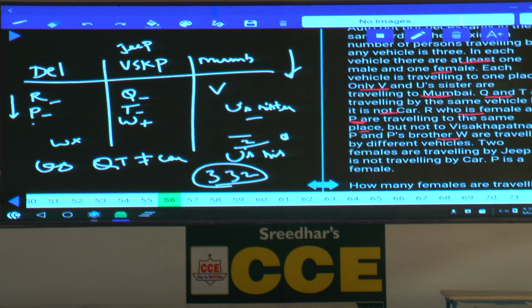And that person is U. U is a male, isn't it? And U's sister. Then who is U's sister? SC is the person left over, SC is U's sister. Are you following this one or not?